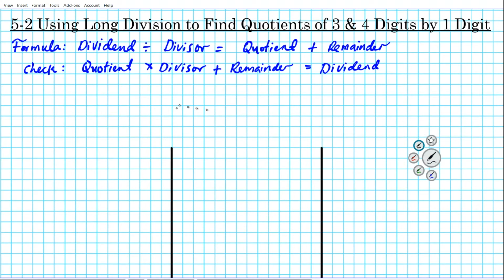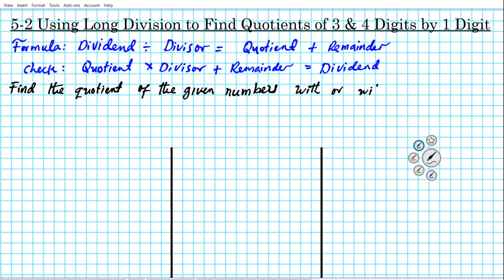Okay? All right, so let's go ahead and write down the instructions for the examples that we're doing here. Find the quotient of the given numbers with or without remainders, and then you have to check your work, okay? With or without remainders, then check your work. You gotta make sure that your answer is correct.